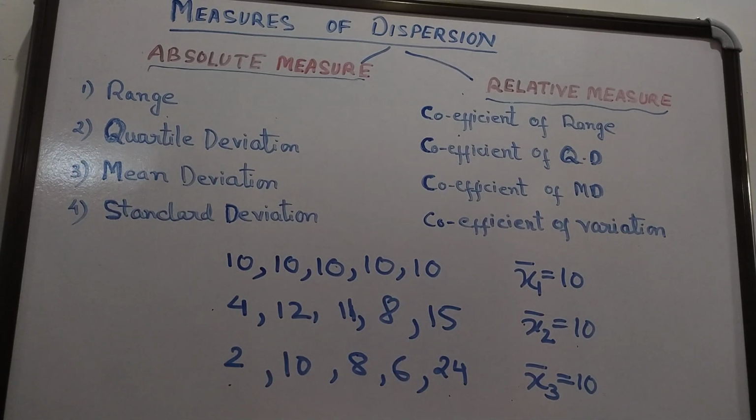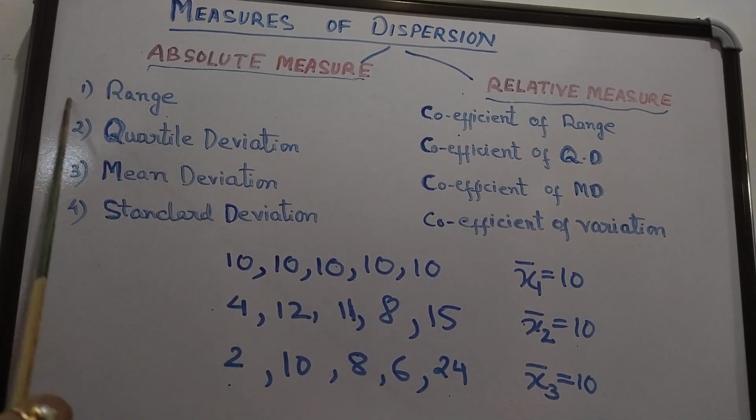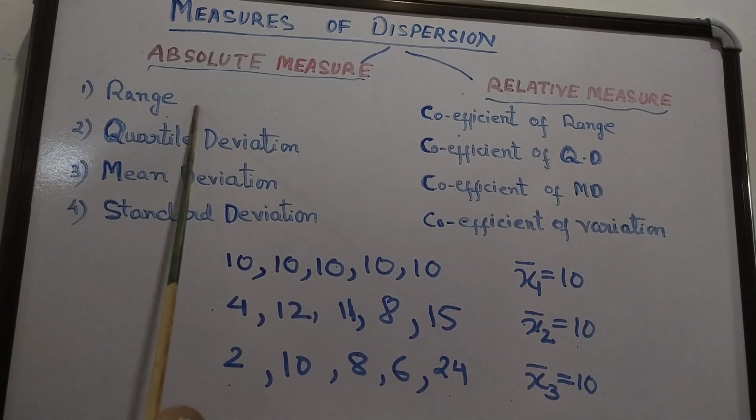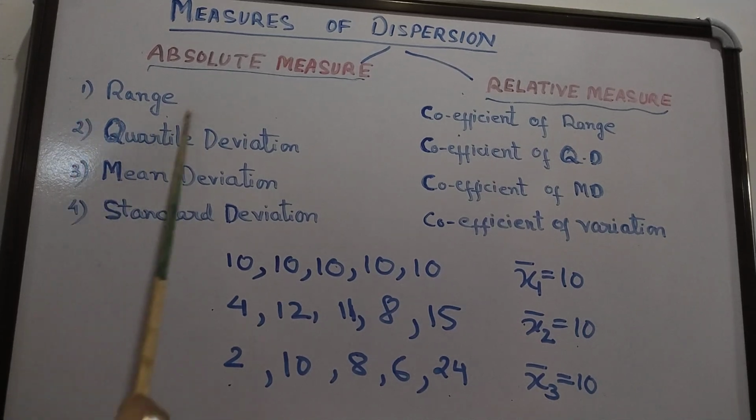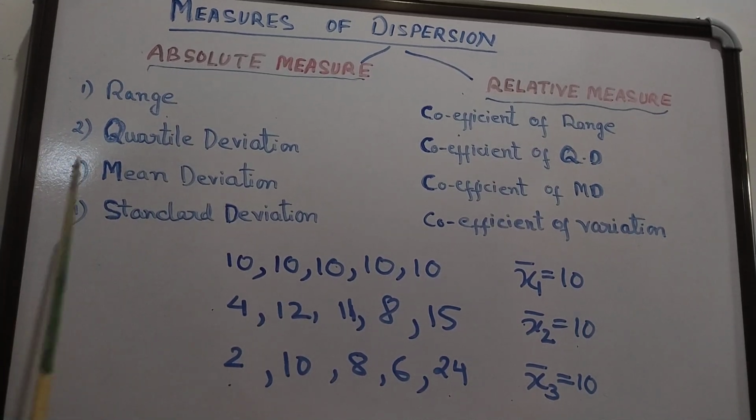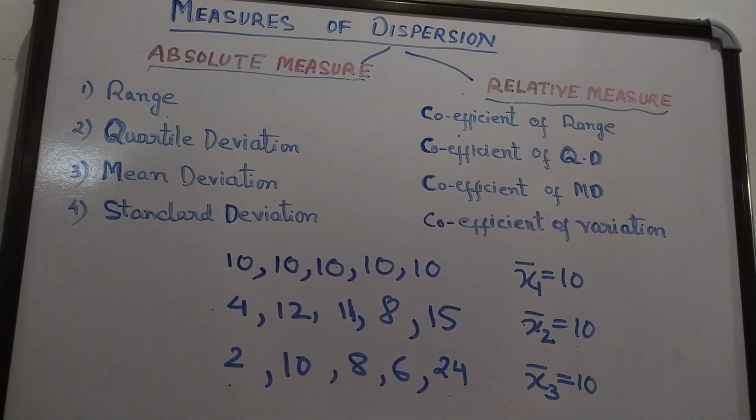In our next video I will explain the first measure of dispersion, which is range. First we will go for absolute measures, then under absolute measures we will study range, then quartile deviation, then mean deviation and standard deviation. Thank you.